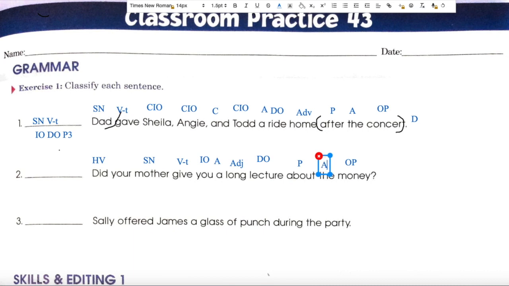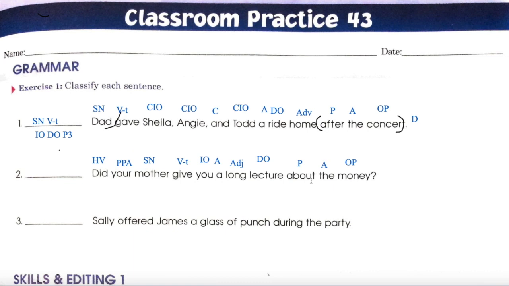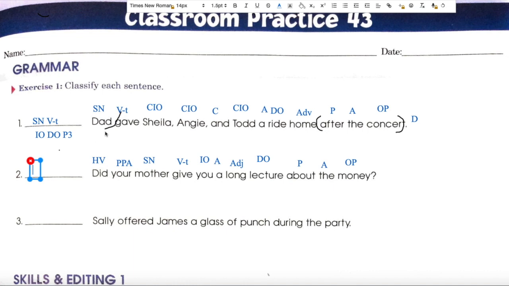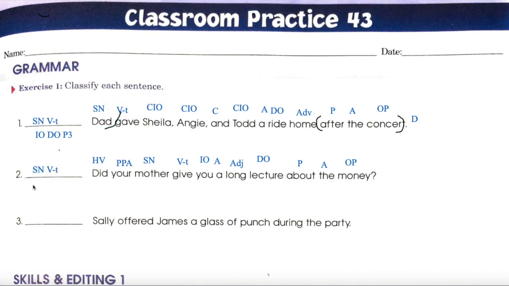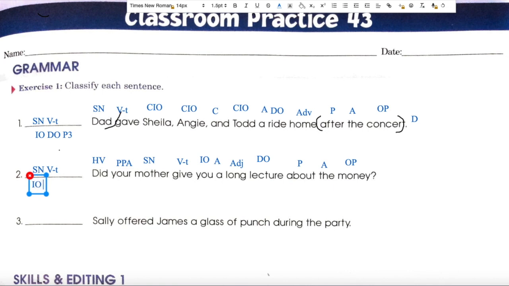Whose mother? Your mother. Your is possessive and it is describing mother, and it's a pronoun, so it's a possessive pronoun adjective. Let's classify our sentence. SN, verb transitive, IO, direct object. Pattern 3.